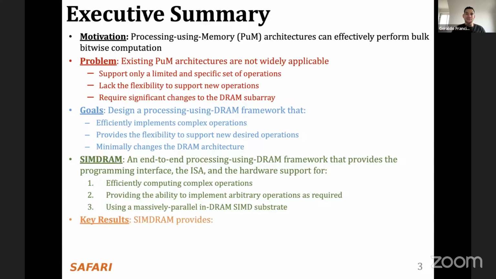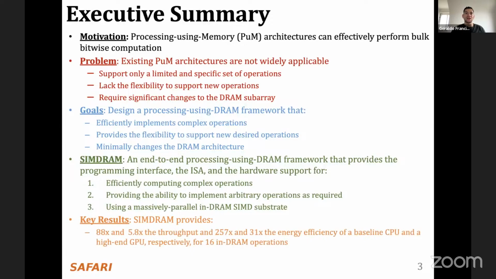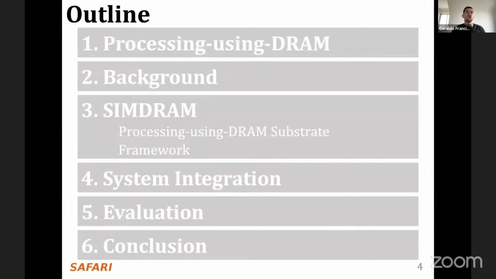So we evaluate SIMDRAM, and we show that SIMDRAM provides significant throughput and energy efficiency benefits compared to a baseline CPU and a high-end GPU for 16 in-DRAM complex operations. And we use those complex operations to accelerate 7 real-world applications. And we saw that SIMDRAM can improve performance for those 7 real-world applications compared to a CPU or a GPU. So here's the outline for what I'm going to discuss today.